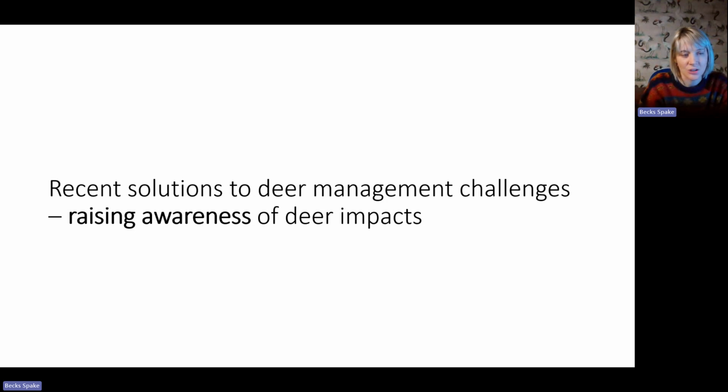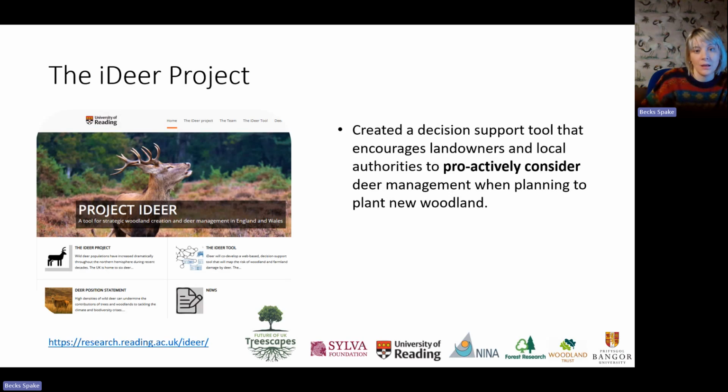So what are the solutions to this challenge? So as I said, a major issue is that many landowners simply aren't aware of the potential of deer impacts on their land. So many initiatives have been designed just simply to raise awareness of deer impacts. And one of these projects is my project. It's called the iDeer project. So the iDeer project is trying to develop a decision support tool that encourages landowners and local authorities to proactively consider deer management when planning to plant a new woodland. So at the conception stage, when they're thinking about planting new woodland.